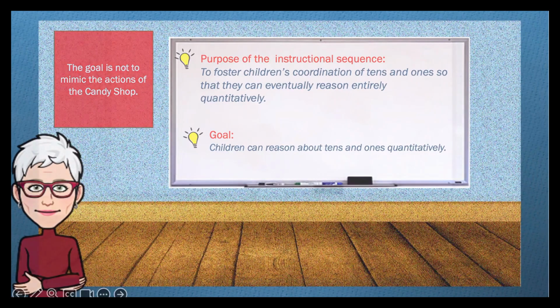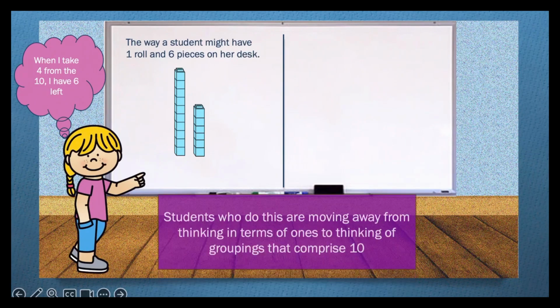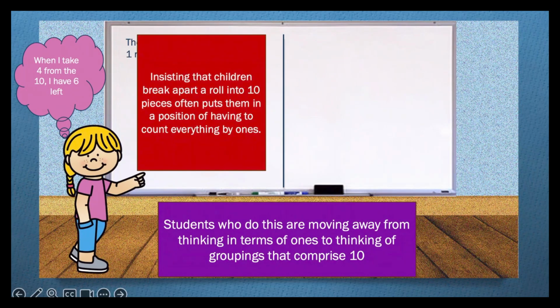When children leave cubes snapped together, they often are able to think of them as a group. For example, they may be thinking that if I take 4 from 10, I have 6 left. In doing so, they are moving away from thinking of everything in terms of 1s, thinking 1 by 1, but are thinking in groupings that comprise 10. Insisting that children break apart a roll into 10 individual pieces often puts them in the position of having to count everything by 1s, just the opposite of what we are trying to foster.